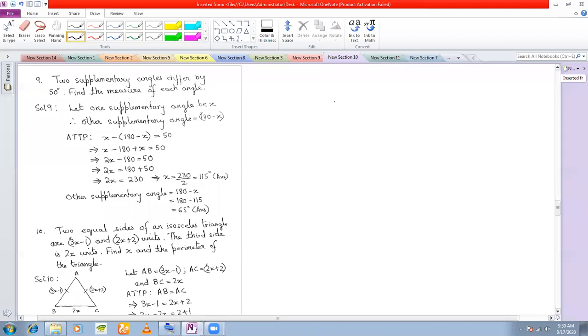No, they are not each 90 degrees. The three of them together make 90 degrees. That's the total.